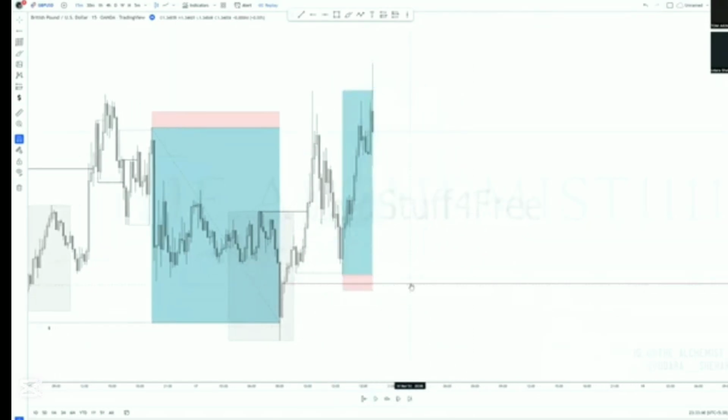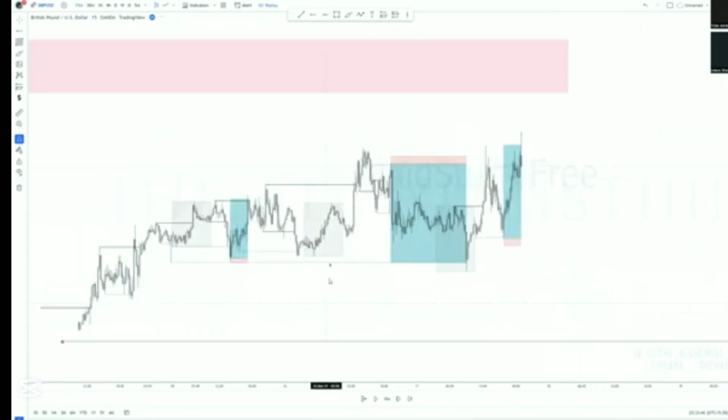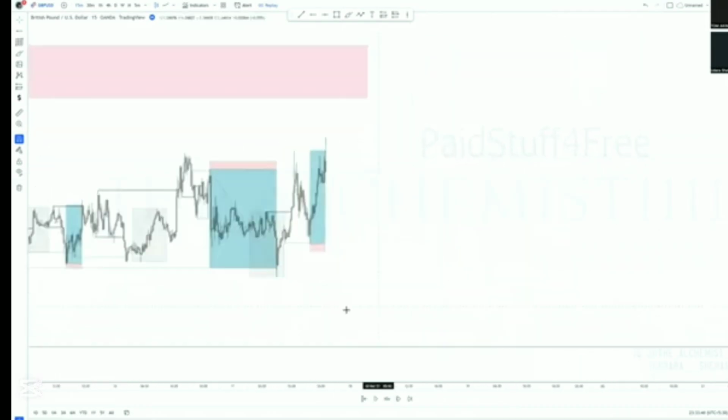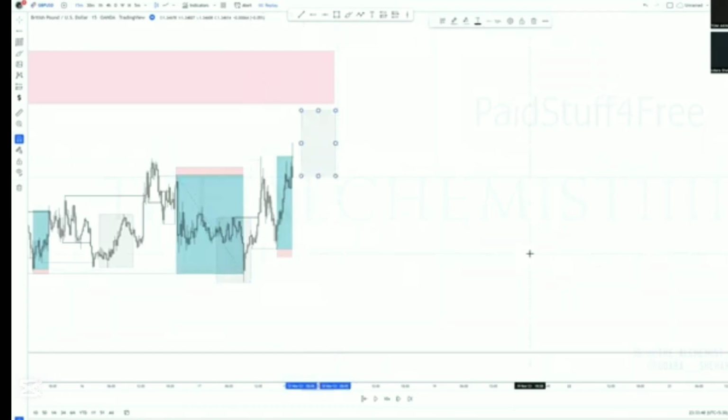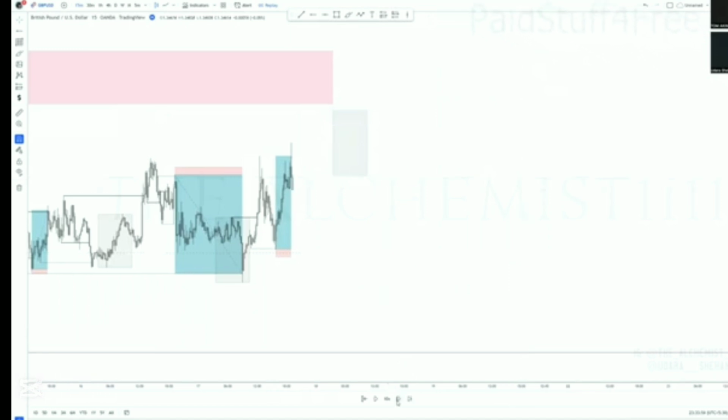Can you understand that? Okay, you saw that, right? So that's it. You get that, you're done for the day. Then what do you do? Wait for next day's Asian session to end. Look for another setup. Okay, you can look for another setup. So let's see now.